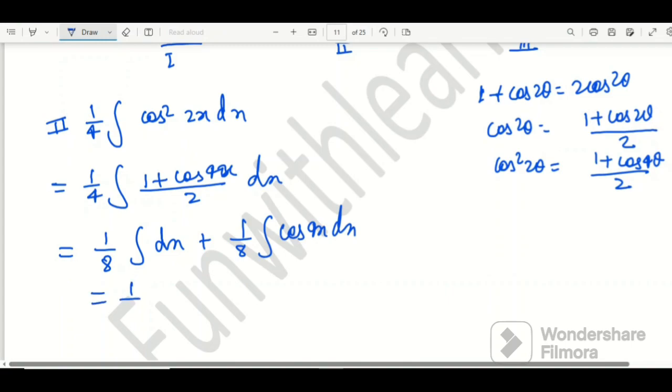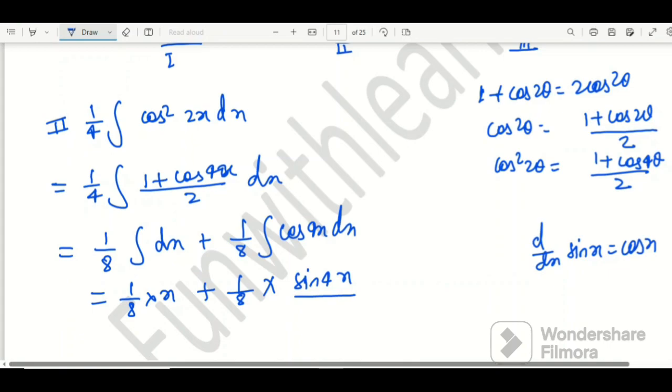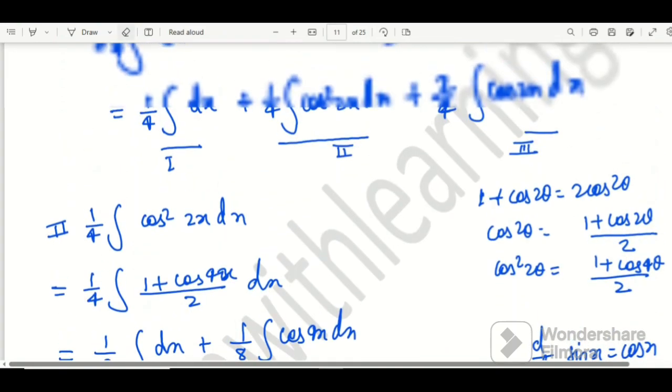Integration of 1 by 8 will be 1 by 8 into x plus 1 by 8 into integration of cos 4x, which will be sin 4x, because the differentiation of sin x is cos x. 4 was in multiplication with x, so it will go in division. And you can put the value of this second into our main equation over here. So you'll get your answer.